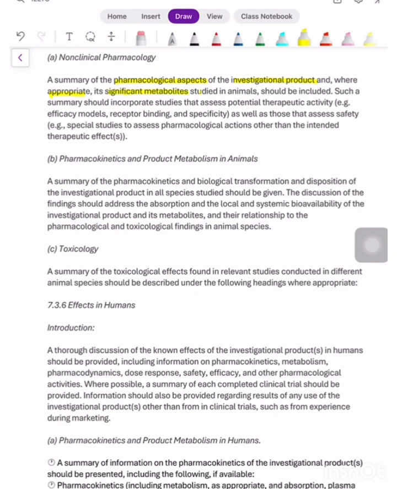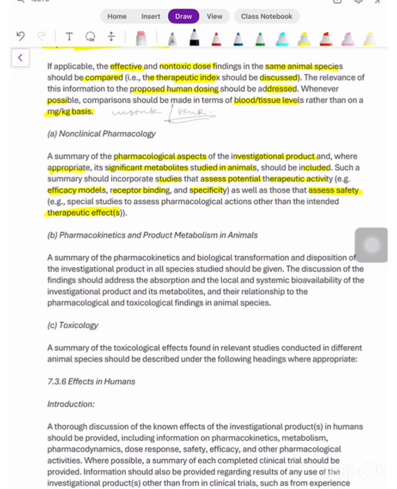Then non-clinical pharmacology. A summary of pharmacological aspects of the investigational product and where appropriate, its significant metabolite studied in animals should be included. Such a summary should incorporate studies that assess potential therapeutic activity, example efficacy models, receptor bindings and specificity, as well as those that assess safety, example special studies to assess pharmacological actions other than intended therapeutic effect. Right. So there's a drug known as minoxidil, which is administered in high BP also and is administered in hair treatment also. So that is what they're talking about here, that there should be some studies conducted if possible about the pharmacological actions other than that intended by the therapeutic effect, and you can explain them or assess them based on the efficacy model, receptor binding and specificity.